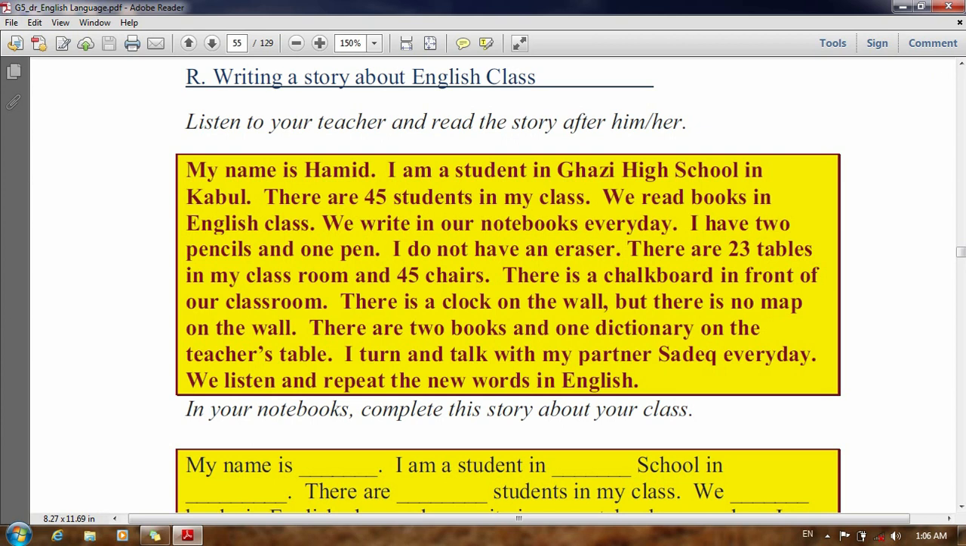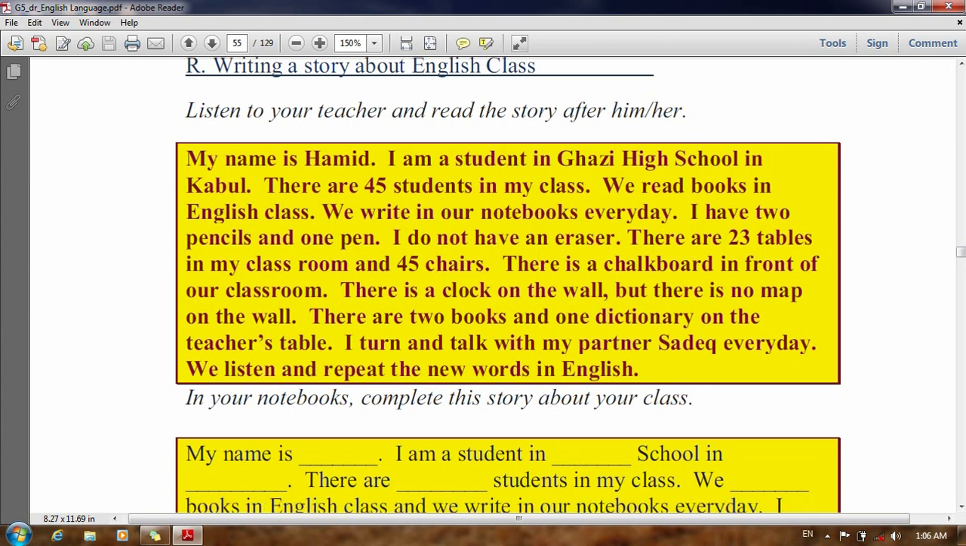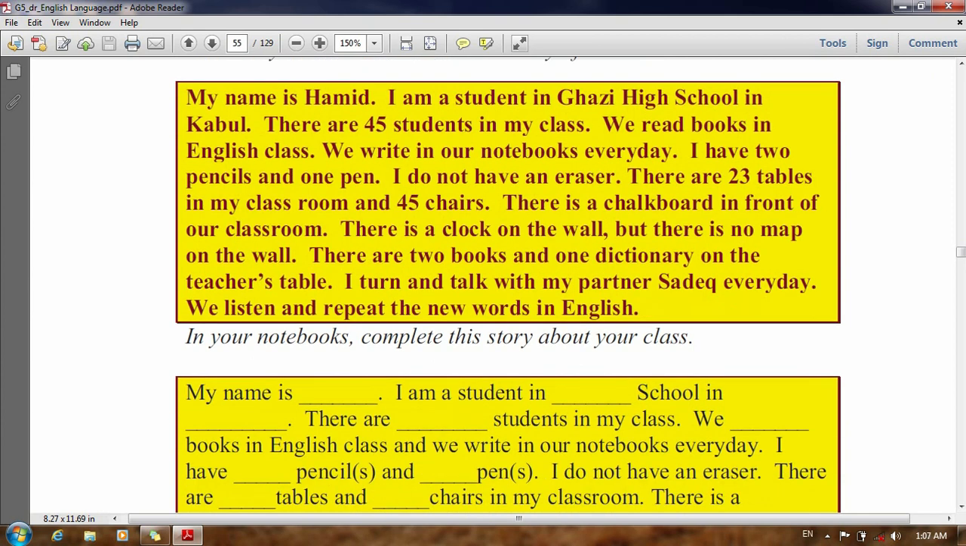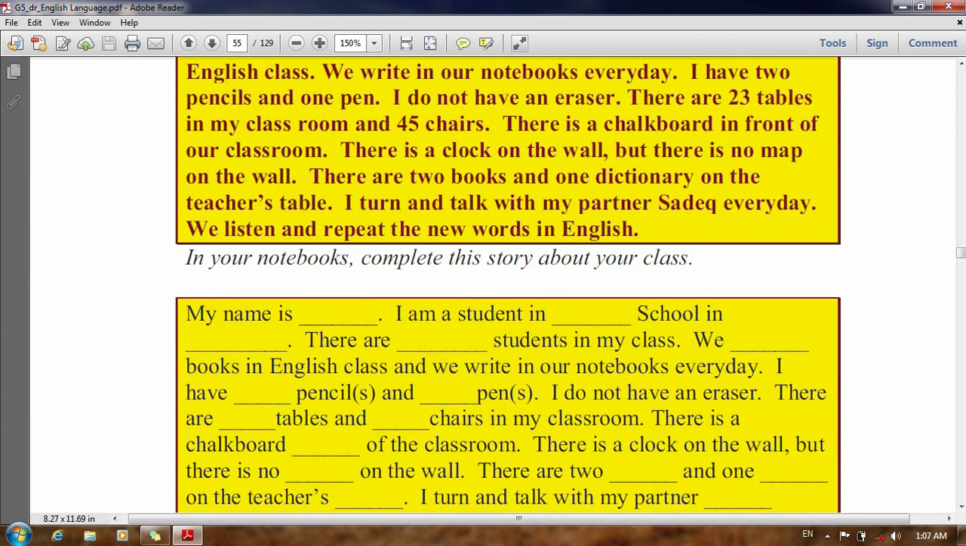Listen and repeat the new words in English. In your notebooks, complete this story about your class.